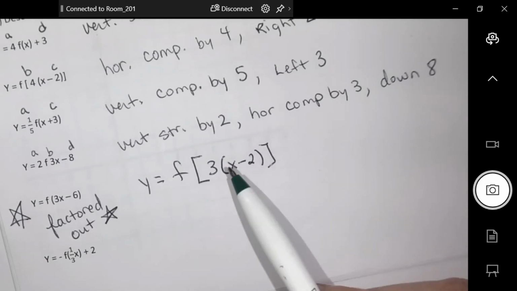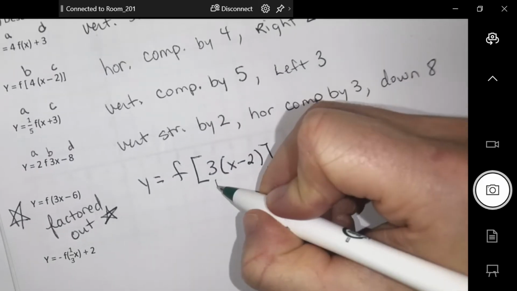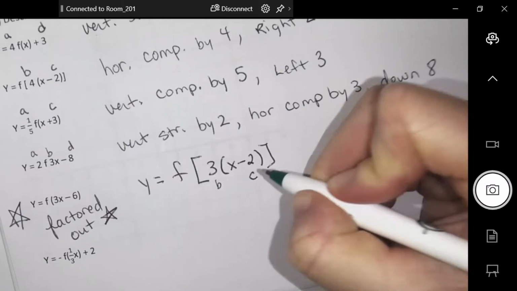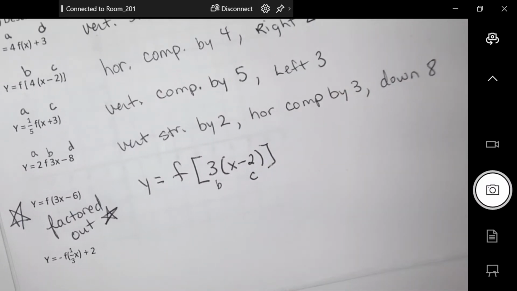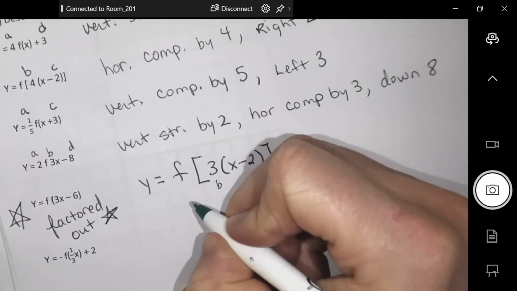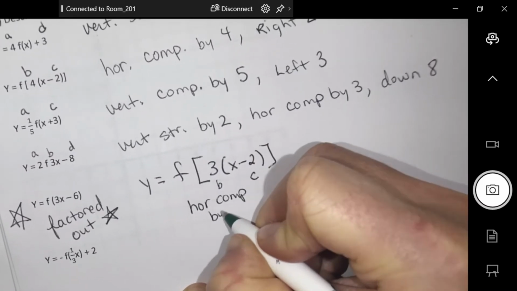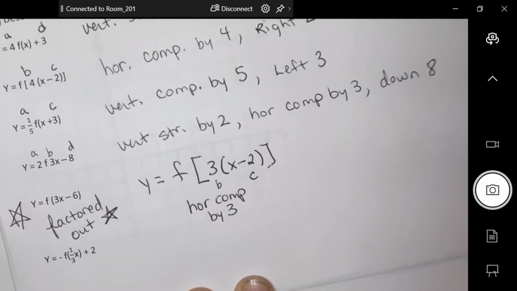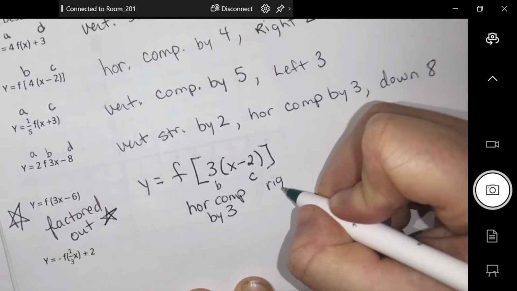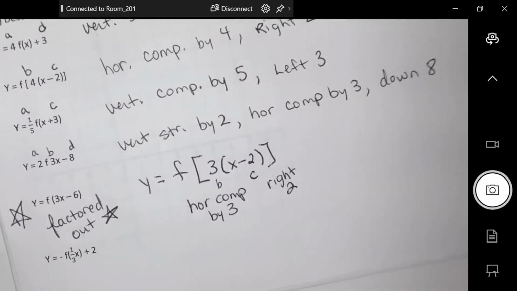Okay, this is a B and this is a C. So I do get this lots on the test. I get a lot of people that tell me write 6. Nope, that's not how it goes. Okay, so now my final answer would be horizontal compress by 3 and right 2.